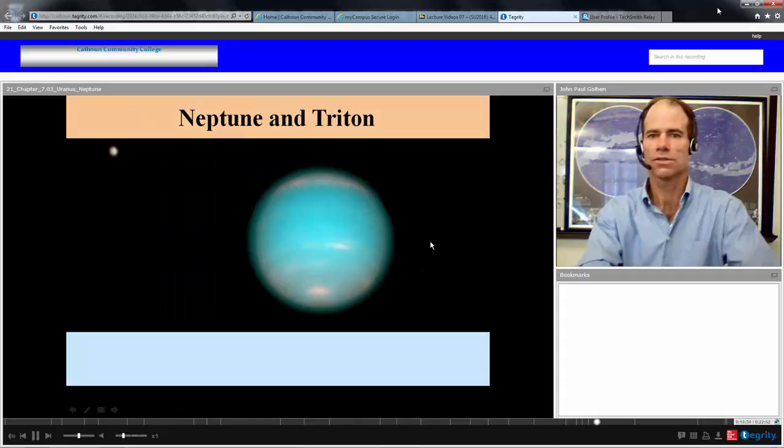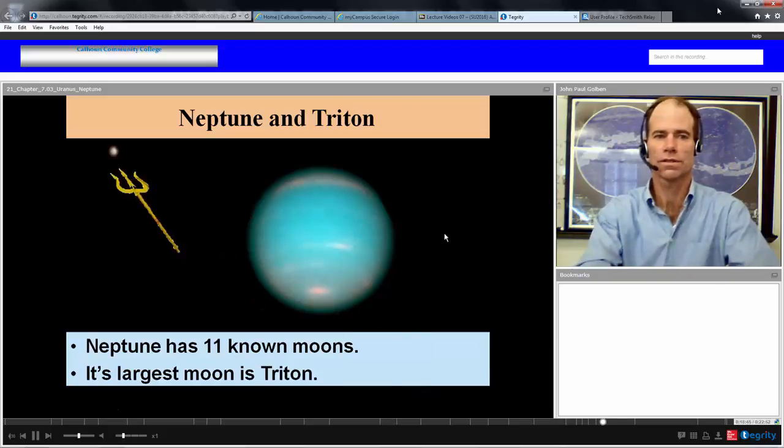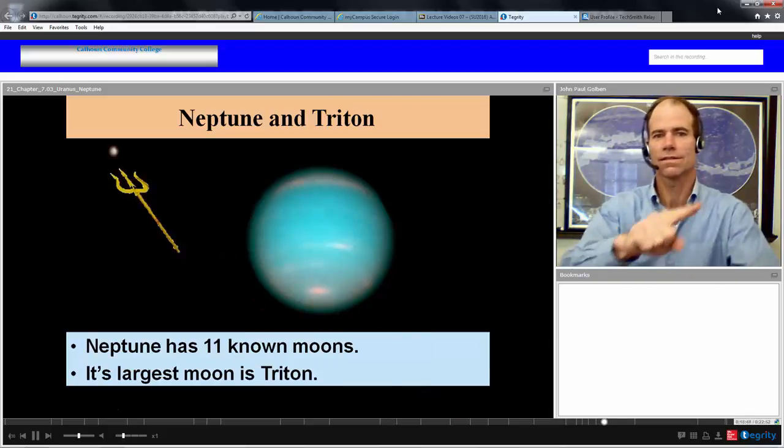Here's Neptune and its largest moon, Triton. Neptune has 11 known moons. The largest moon is Triton. Triton's over here, this little dot. We can identify it. Let's point to it. There's Triton, that little moon up in the corner there.